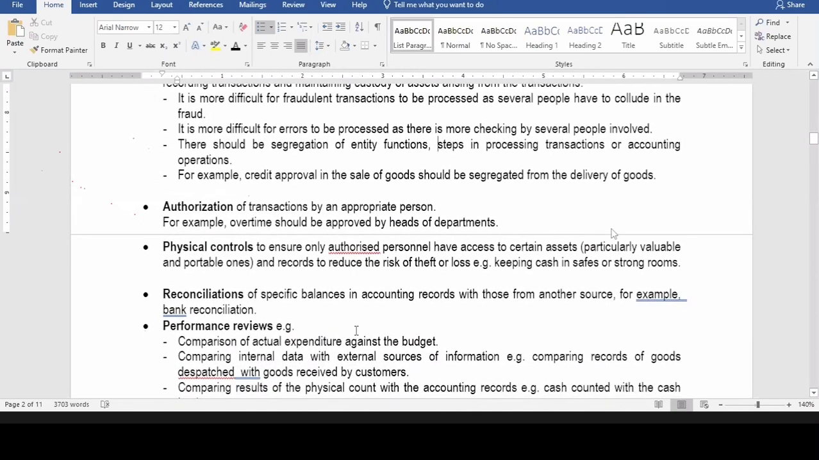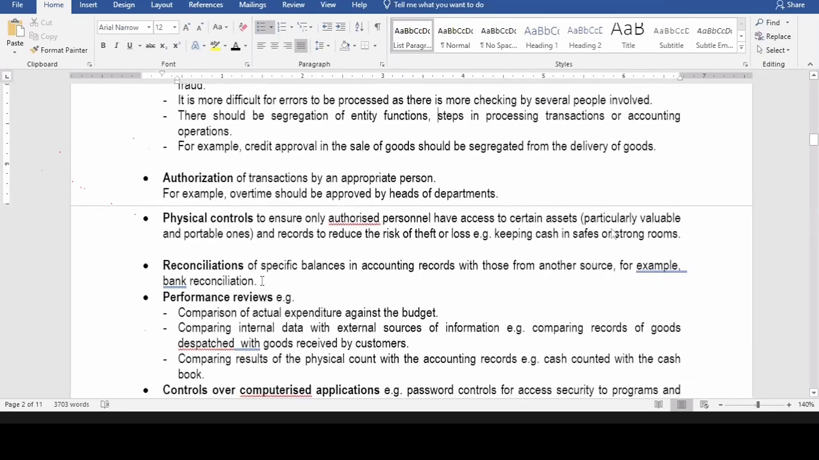Reconciliations are a control activity. What do we reconcile? We reconcile records with another source. For example, we reconcile the cash book with the banker statement. Why? Because the cash book is internal, the banker statement is from the bank. So we reconcile to identify errors and fraud. There are many reconciliations. That's just one example, so long as we reconcile information from different sources. We shall be looking at this. Let me not, because it is delaying me.